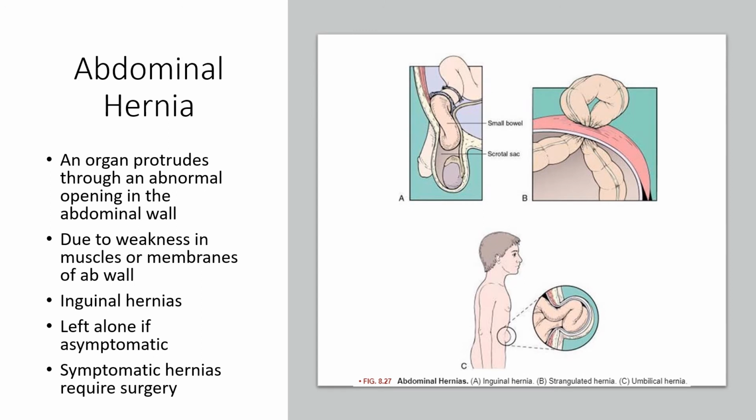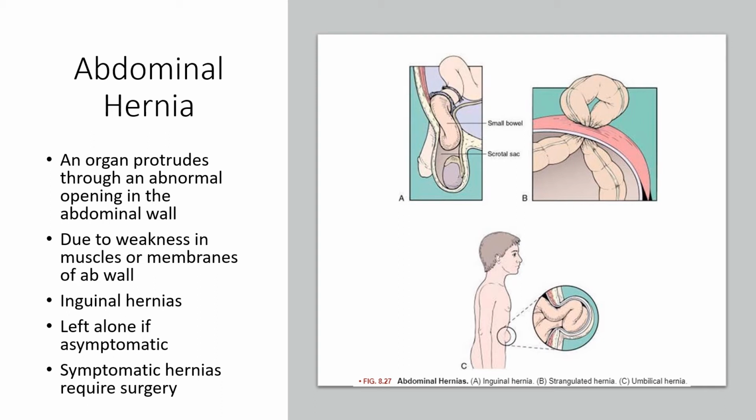An abdominal hernia is a condition in which an organ or part of an organ protrudes through, or herniates through, an abnormal opening in the abdominal wall. And this is usually due to weakness in the muscles and/or the membranes of the abdominal wall. And there are inguinal hernias. There's direct inguinal and indirect inguinal hernias, as the inguinal canal is a common site for hernias.